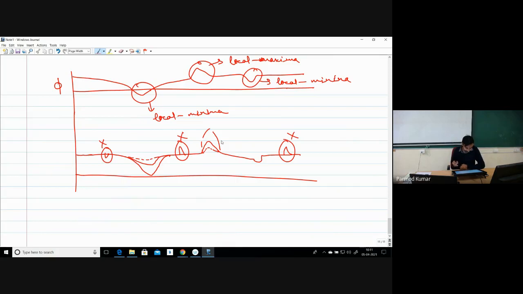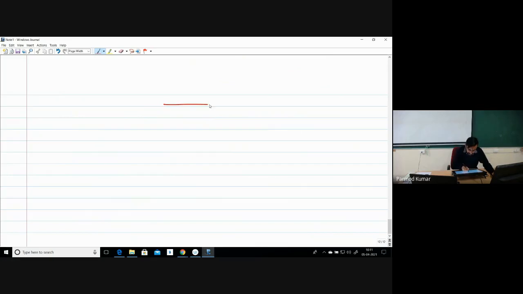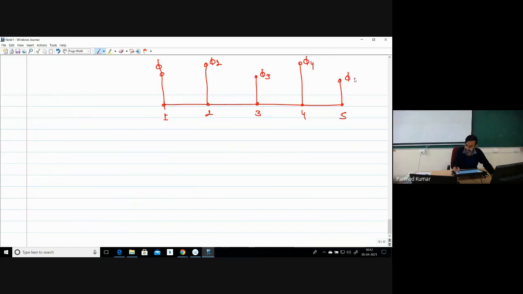Okay, now I will just give you one example. Let me consider that I have different values of phi over here for different number of nodes. Say this is my node number 1, 2, 3, 4, and 5. Okay, and I have different values of phi. Say this is phi 1, another value phi 2, another value over here phi 3, another value phi 4, and some value over here as phi 5.